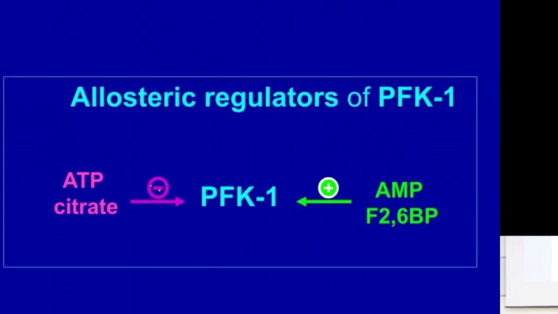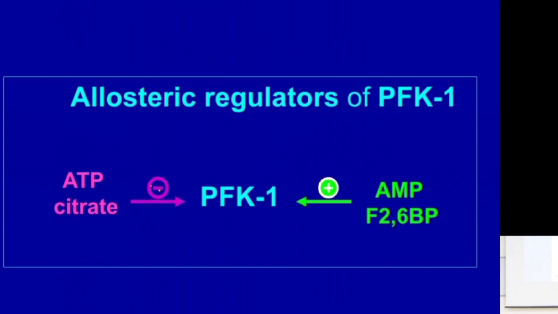There are two important allosteric inhibitors. And again, that's why I say you need to know what allosteric means, okay? That's why we spend that time on enzymes. I'm not going to explain it each time. Two allosteric inhibitors, ATP and citrate.